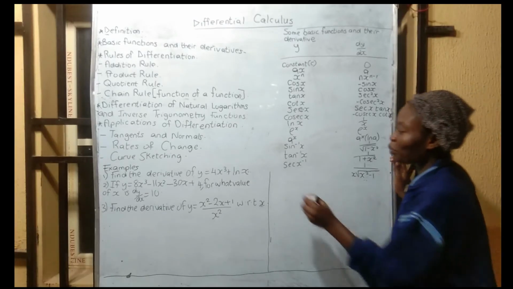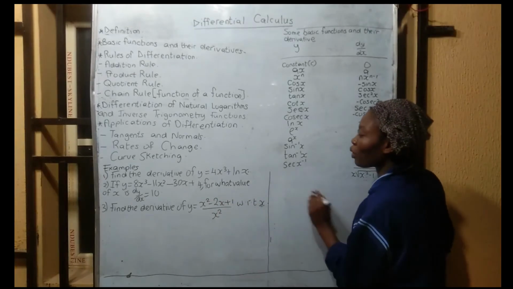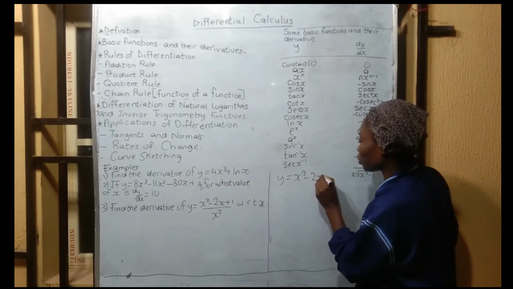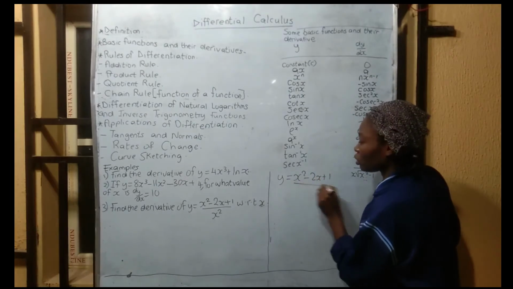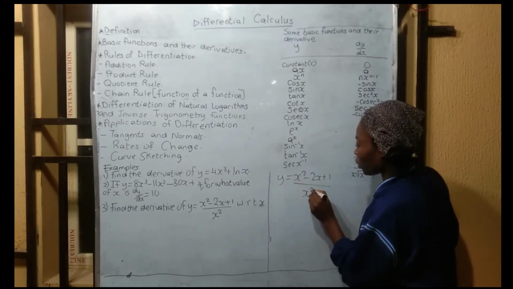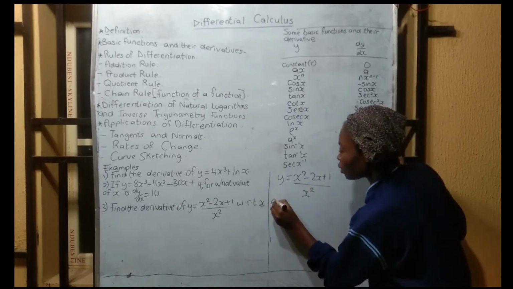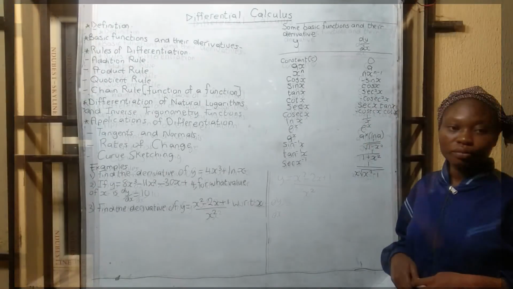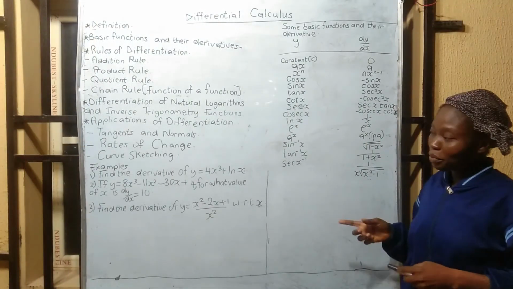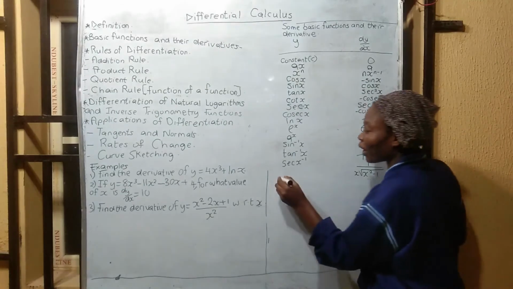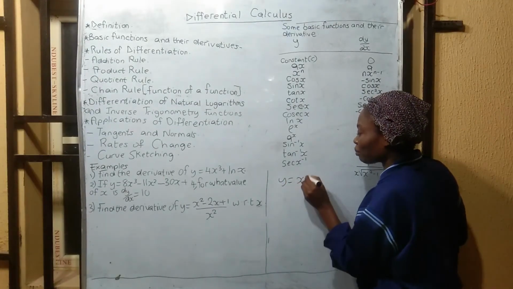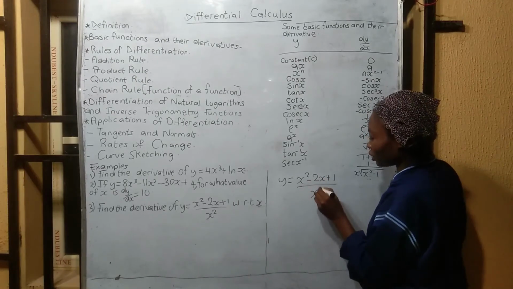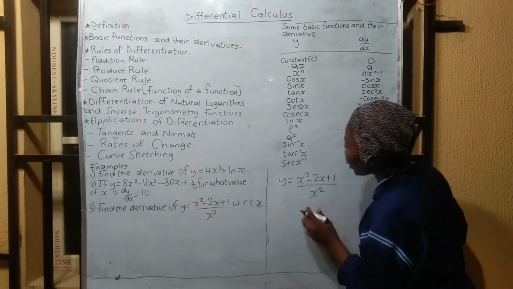Now for the third example, we have to find the derivative of y equals x squared minus 2x plus 1 divided by x squared with respect to x. Now the dy/dx equals... Now you can divide through by x squared.